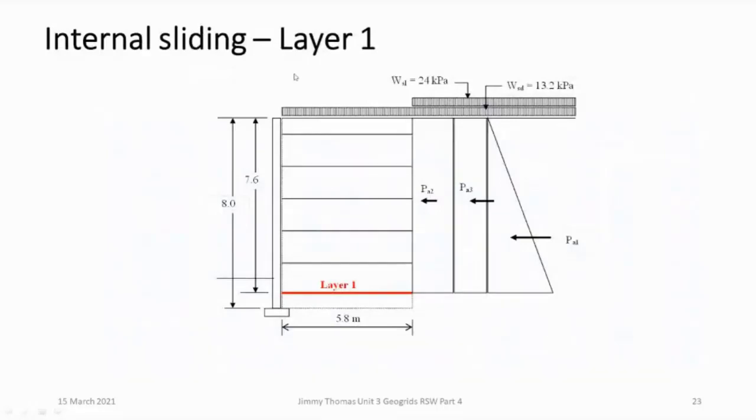And internal sliding, so we have to check for layer 1. So internal sliding for each layer we will check actually. This procedure is very similar to the earlier one, where we checked the sliding along the base. Now it is sliding at this level. So then we have to consider the horizontal forces at this level.